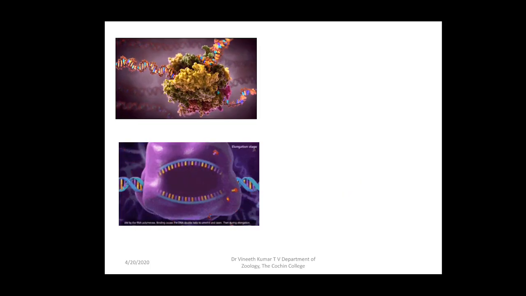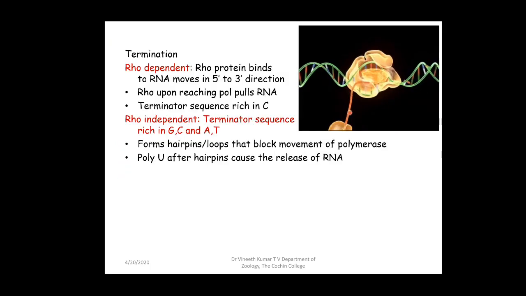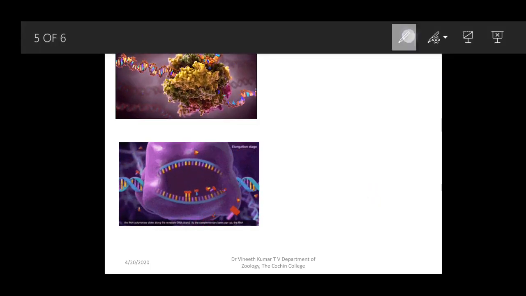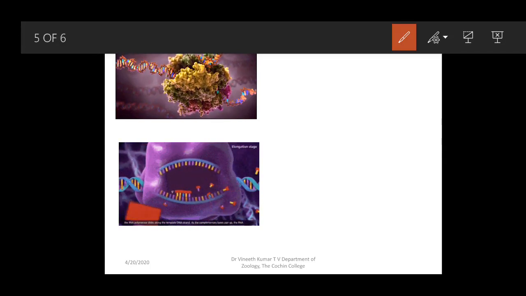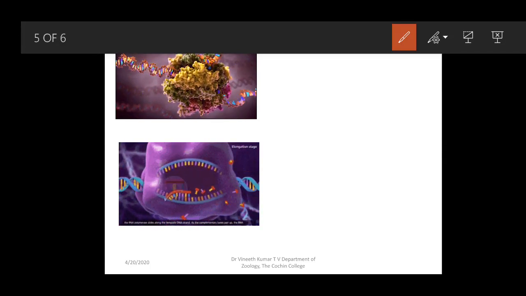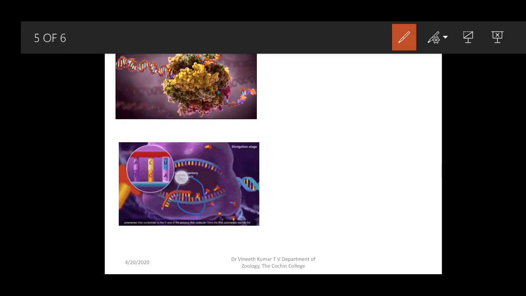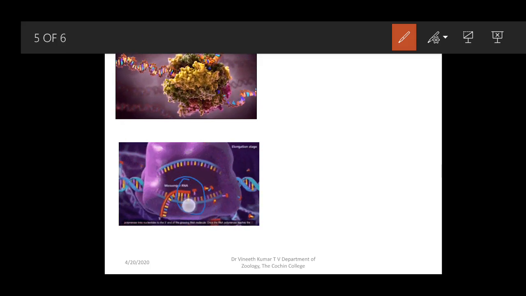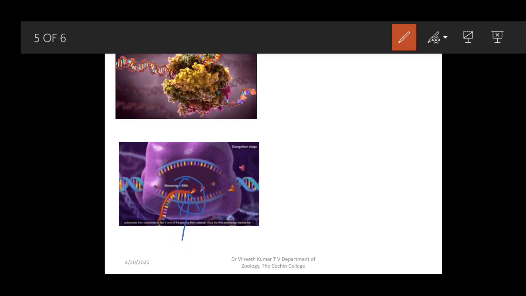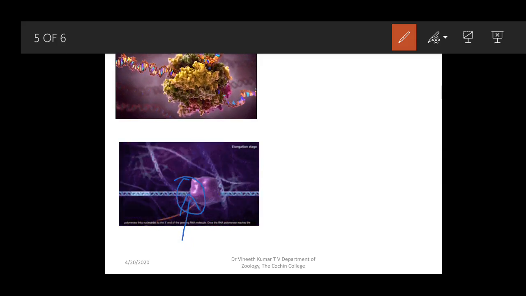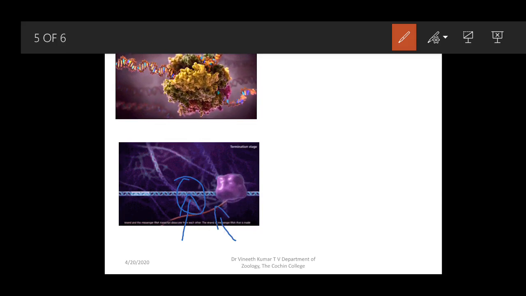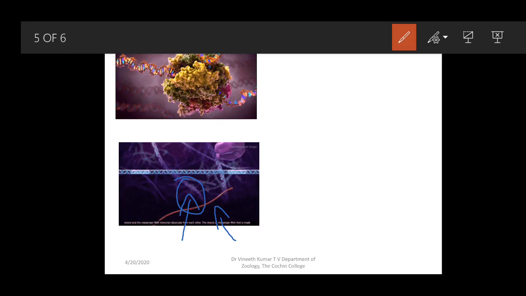So this is a diagram that you see here. These are two animations which represent the process of transcription. Here at this particular point you can see what is called an RNA-DNA hybrid. The RNA-DNA complementary pairing can be seen only for 5 or 6 nucleotides. The rest of the RNA, as you see here, is hanging out from the RNA polymerase.